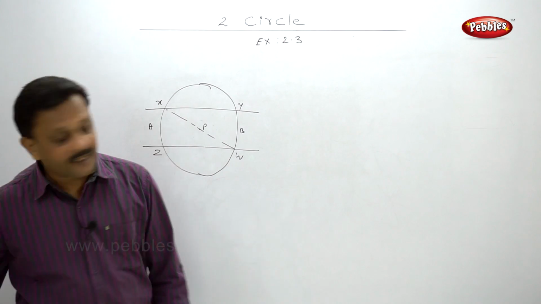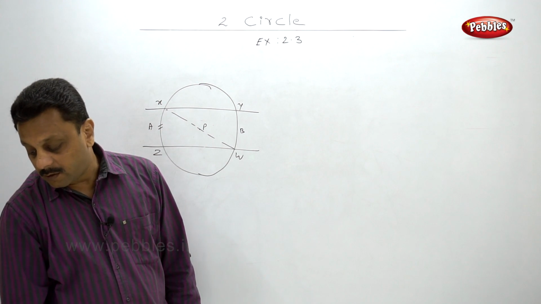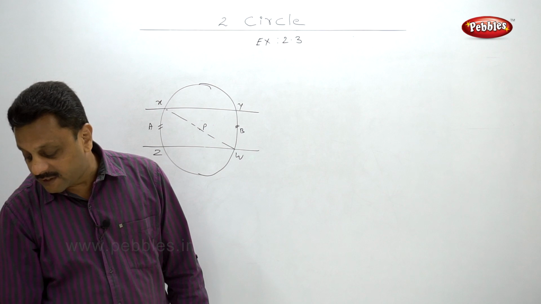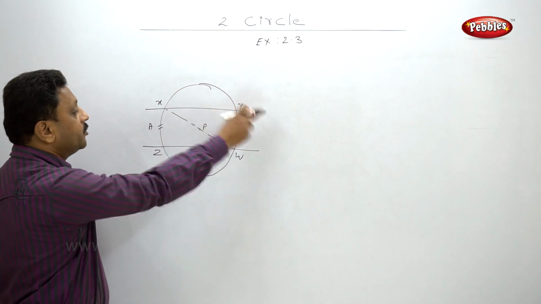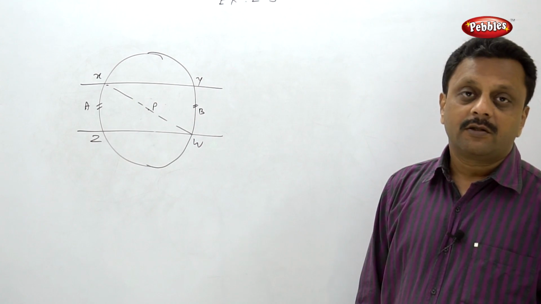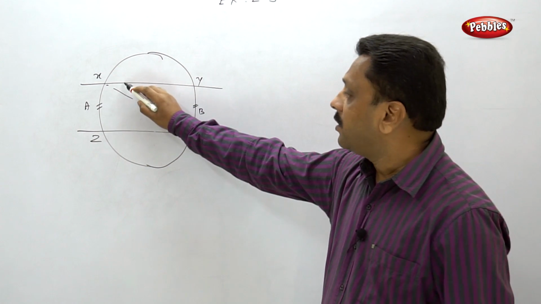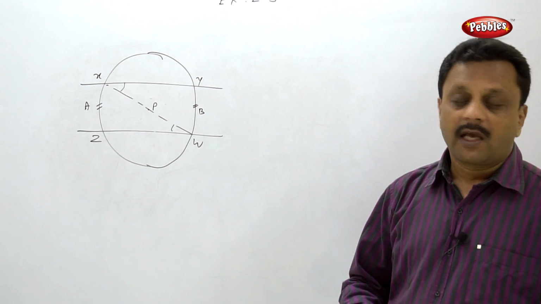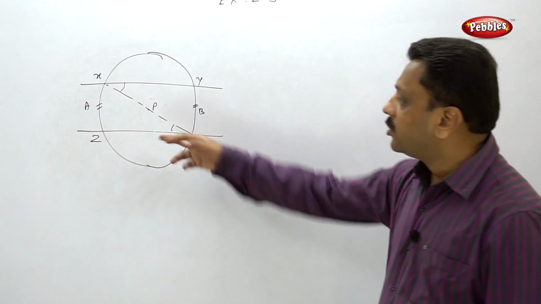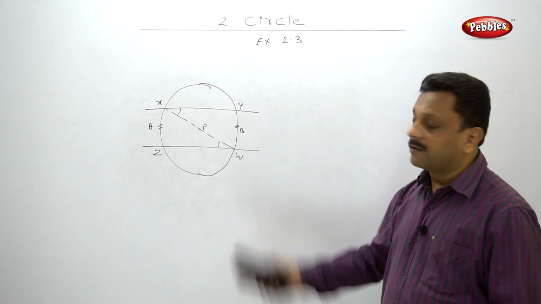If major arc XAZ is equal to major arc YBW, prove that XY is parallel to ZW. These two arcs are equal, so the angles subtended by these two arcs will also be equal. So this angle is equal to this angle, and these two angles are equal, but those are alternate angles, so these two lines are parallel. So this is just a test of alternate angles in parallel lines.